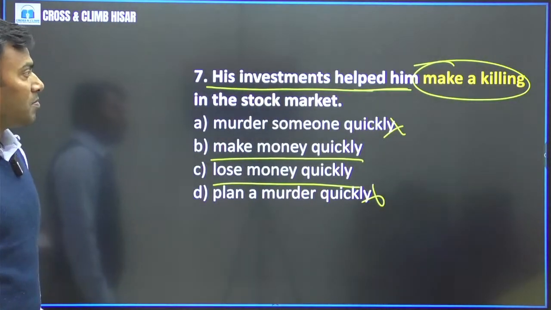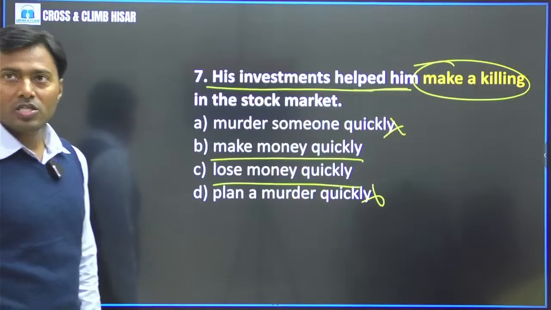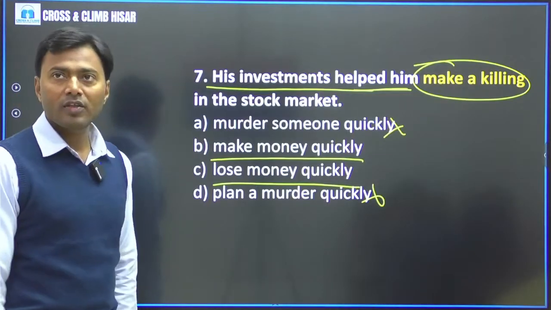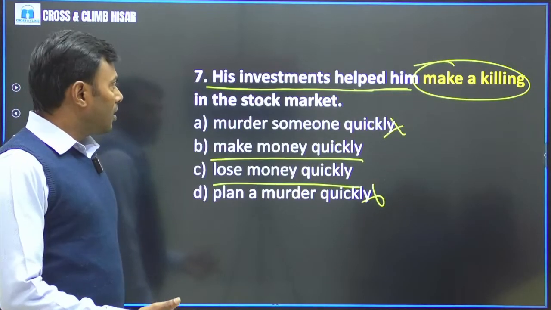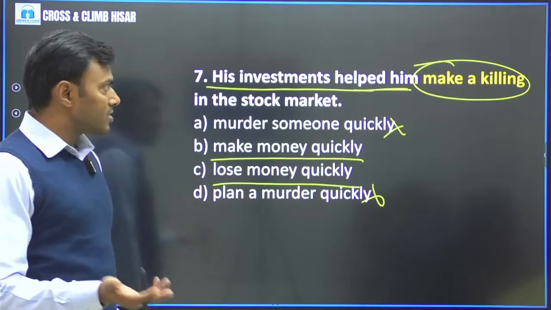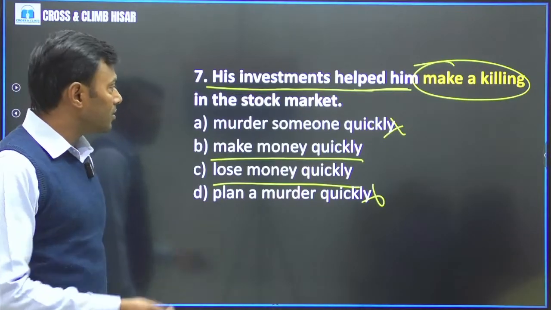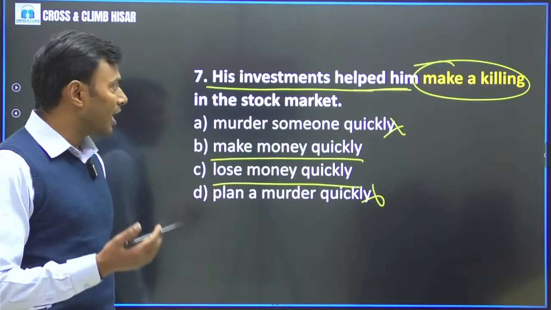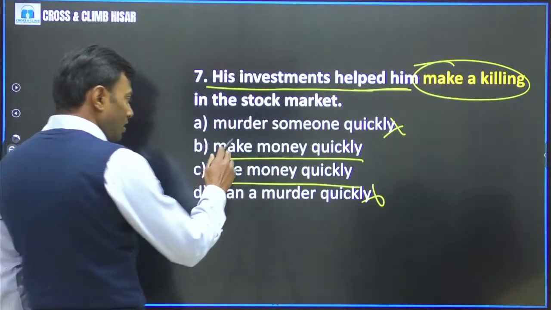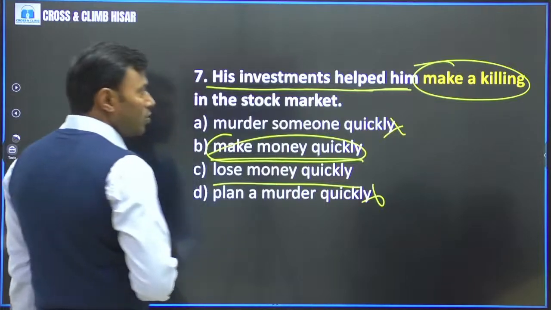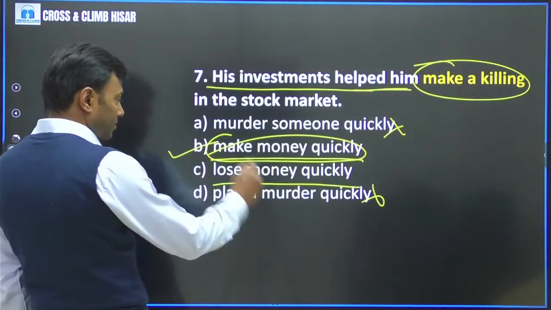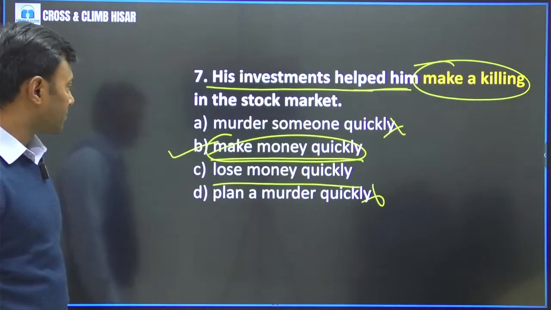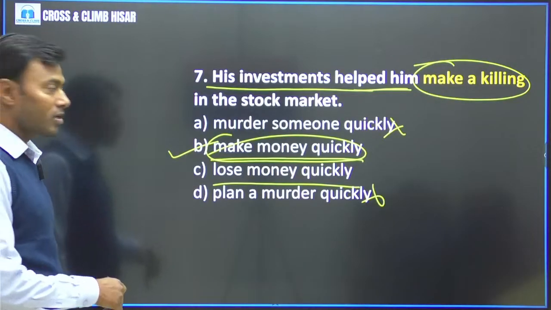His investment helped him make a killing. Yes, what should it be? Seventh's answer. He has invested into something and it is making a killing in the stock market. To make a killing simply means to make money quickly. If something is making money quickly, you are making a killing, right? Yes, seventh B, correct, Simran.